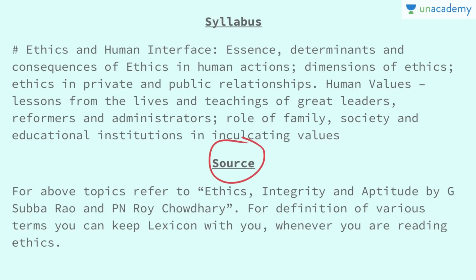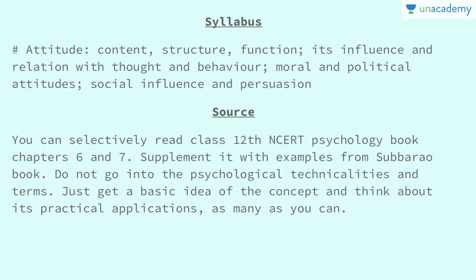Now for sources, I would say Lexicon is more than sufficient for this, and it is very good for revision. If you are short of time, let's say you just have 15 days, just read the Lexicon, watch Avdesh sir's course, and trust in God that you will get 110 to 120 marks. But if you have time, then you can read the Subbarao book. It is quite thick, but it is written by a civil servant, so it's an okayish book, but that is the only good book right now. So the source here can be Subbarao. And for definitions of various terms, you can keep a Lexicon with you whenever you are reading ethics.